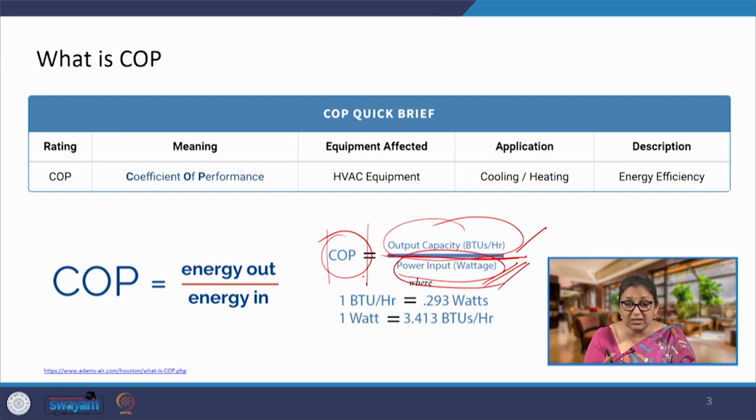Now, what we want is for COPs to be higher. Higher COP implies more work done with less electricity supplied. So, whenever we are talking about the energy consumption due to HVAC, COP becomes extremely important. We are going to look at the COP when we are doing all the calculations.